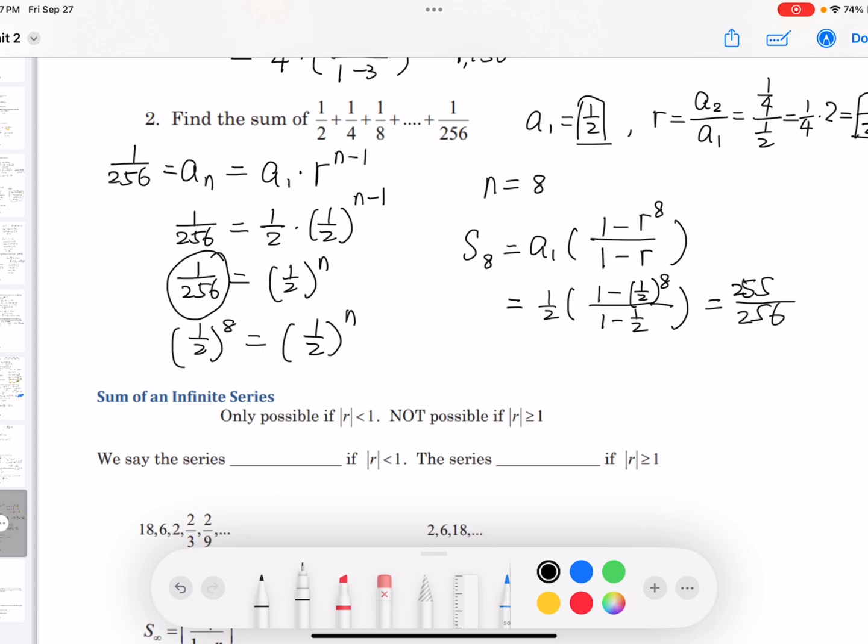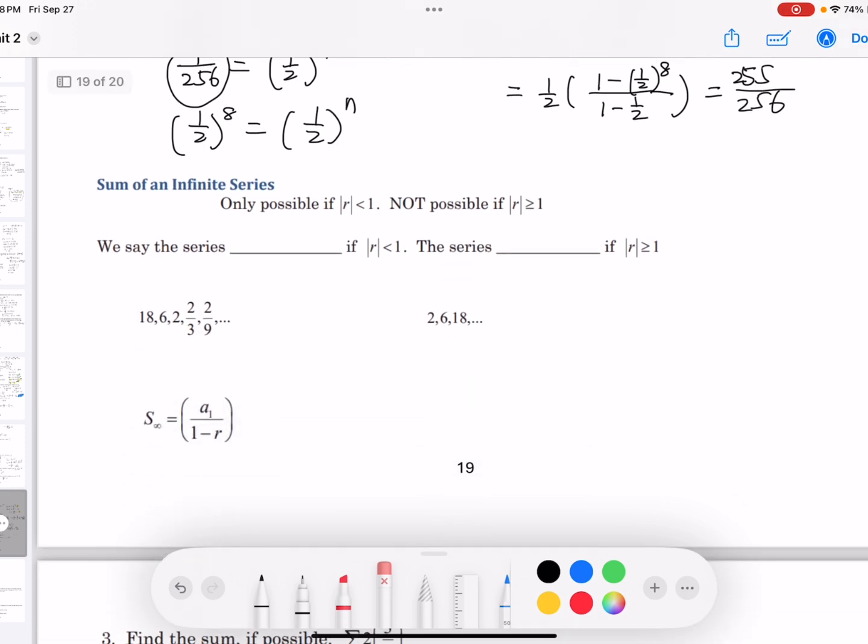I didn't do my computation, so let's do the verification here. 1/2 times the top, which is 1 minus 1 over 256. The bottom is 1/2. And then flip this one, and it cancels. Yes, it's 255 over 256. No mistake. Okay, let's move on.